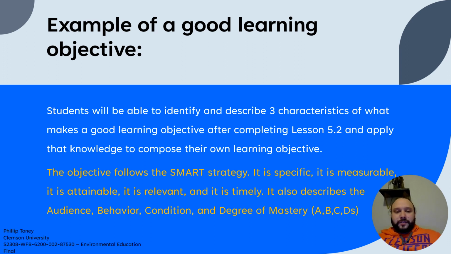to create a learning objective. And it's an example of a good one because it follows the SMART strategy and it also follows the ABCDs. So SMART meaning that it's specific, measurable, attainable, relevant, and timely. And then ABCDs meaning that I've included my audience, my behavior, the condition, and the degree of mastery. So you can see all of those aspects when you read through that.